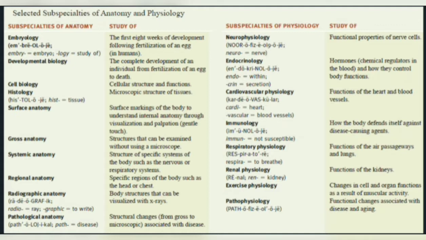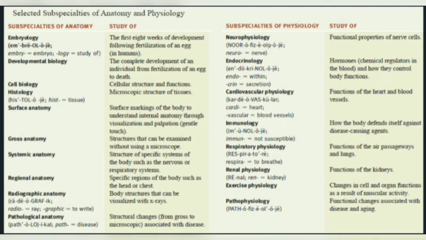Systemic anatomy: structure of the specific systems of the body, such as the nervous system or respiratory system. Regional anatomy: specific regions of the body, such as the head or the chest. Radiographic anatomy describes the body structures that can be visualized with X-rays. Pathological anatomy: structural changes, from gross to microscopic, associated with disease.